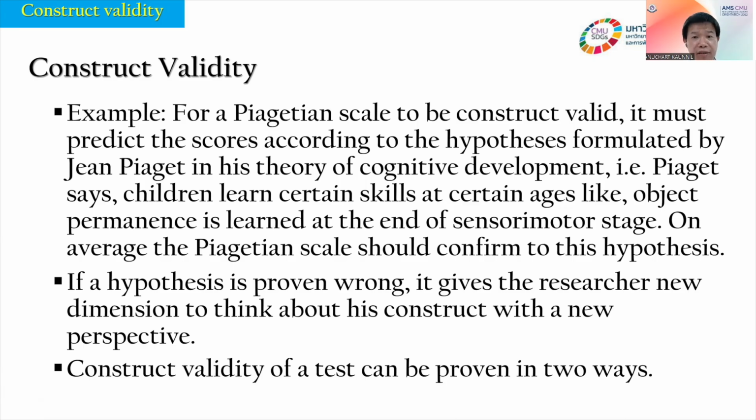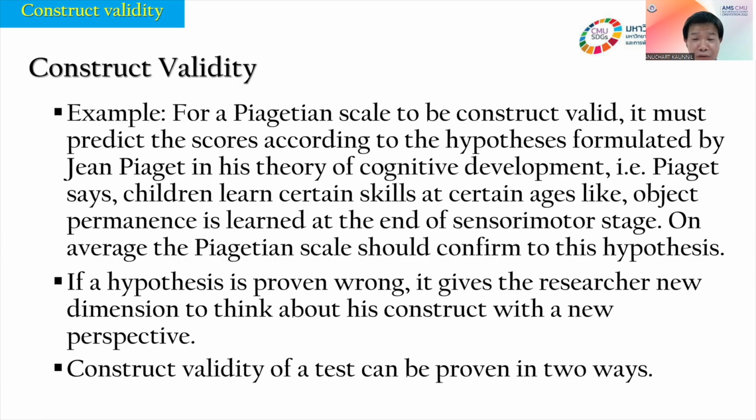Because Piaget's cognitive development might be smooth and sharp, if he turns to grade 9, grade 12, and is more skillful, the average of Piaget skill should confirm this hypothesis. Construct validity is backed up by theory, by cognitive development. If the hypothesis is proved wrong, it gives the researcher a new dimension.